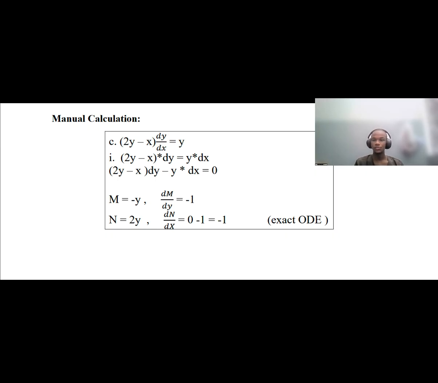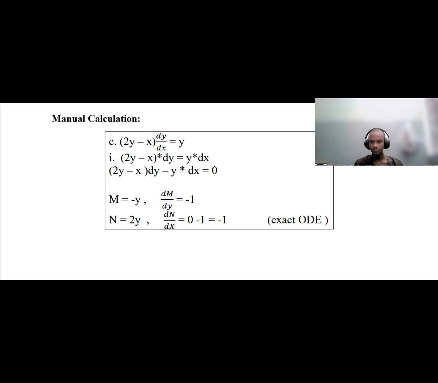First, for question 1c, we have (2y minus x) times dy over dx equals y, with initial condition y(2) equals 3. First, we need to rearrange this into standard exact form, which is (2y minus x) dy minus y dx equals 0. This gives us M equals negative y and N equals 2y minus x.